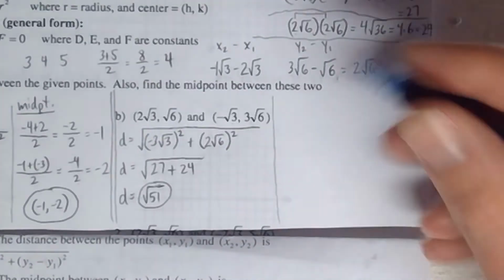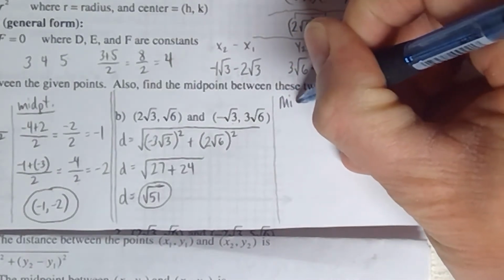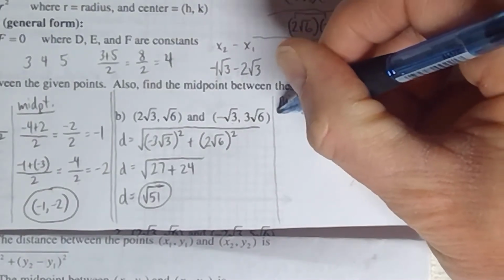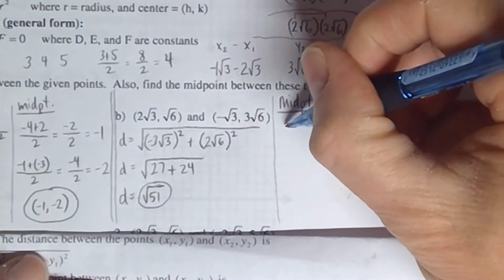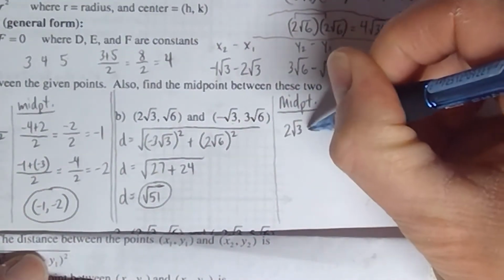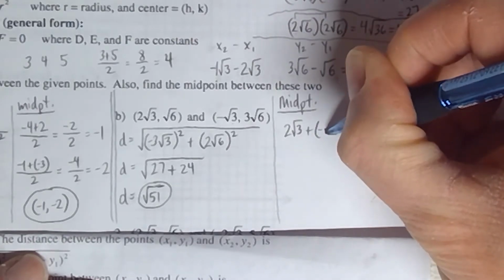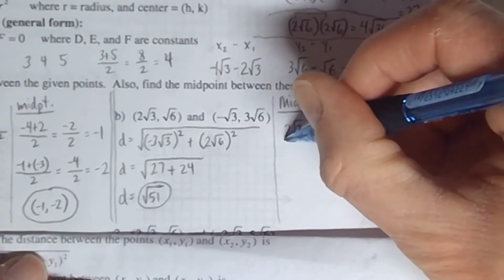What about the midpoint? Remember, midpoint means what? It means that we don't subtract, we add. And so we're going to take the two x's here, we're going to add them together, and then divide by 2.